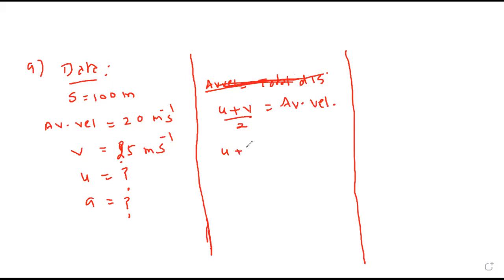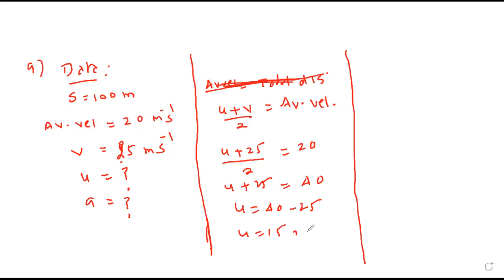U I don't know, V is 25, upon 2 equals to 20. So U plus 25 is 40. So can I say U is 40 minus 25? That means 15 meter per second. Can I say like this?